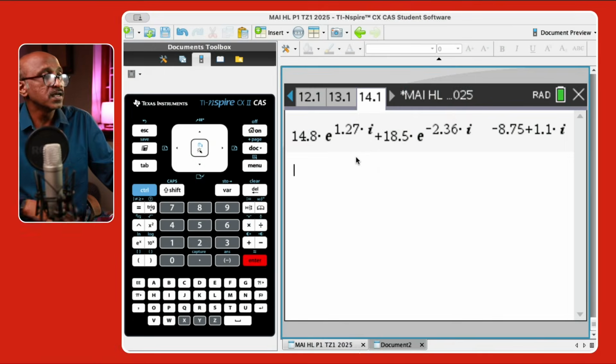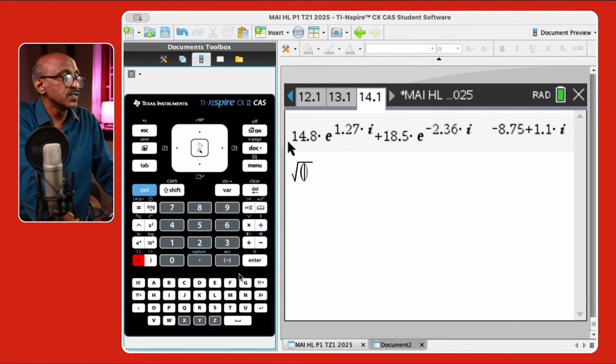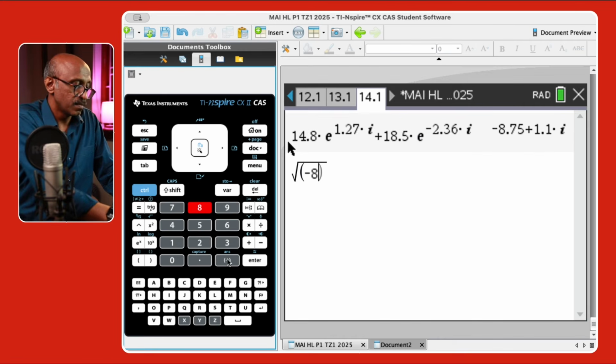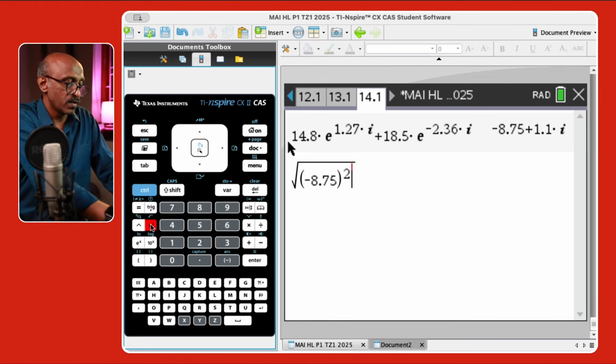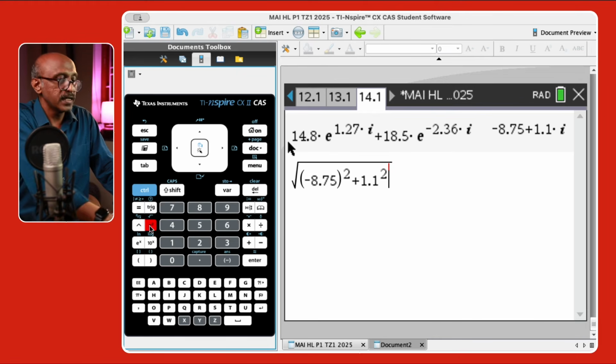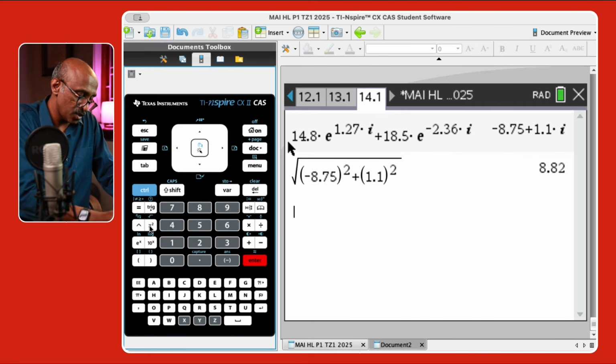So here we are. I want the square root of negative 8.75 squared, so negative 8.75 and the square of that, and the square of 1.1, and I hit enter. I'll get 8.82. That should be my r. So this is basically 8.82. I'm just writing this thing down here.